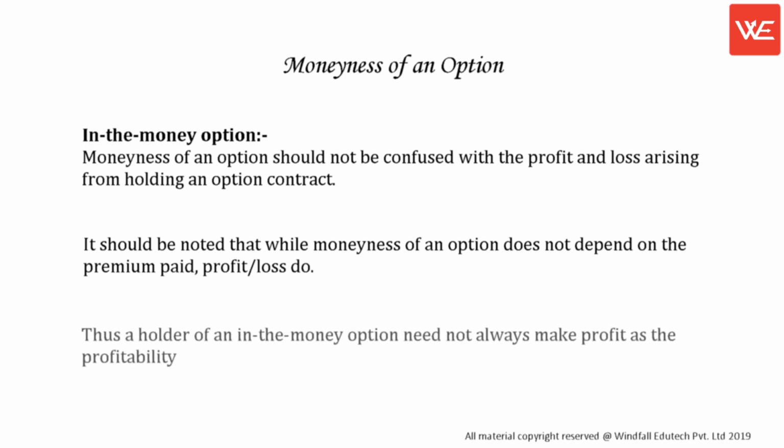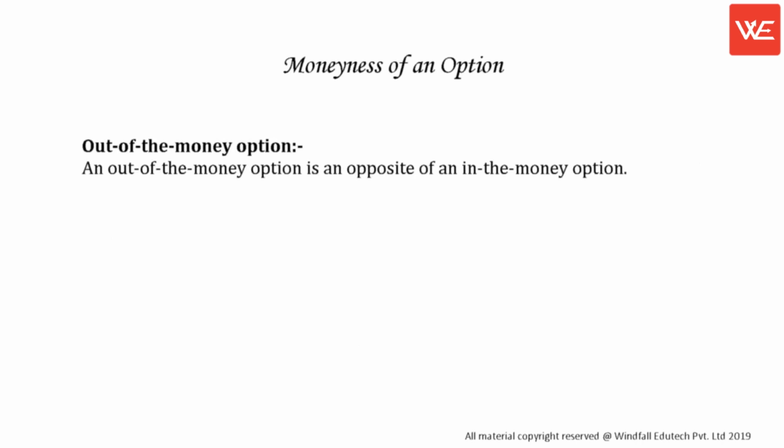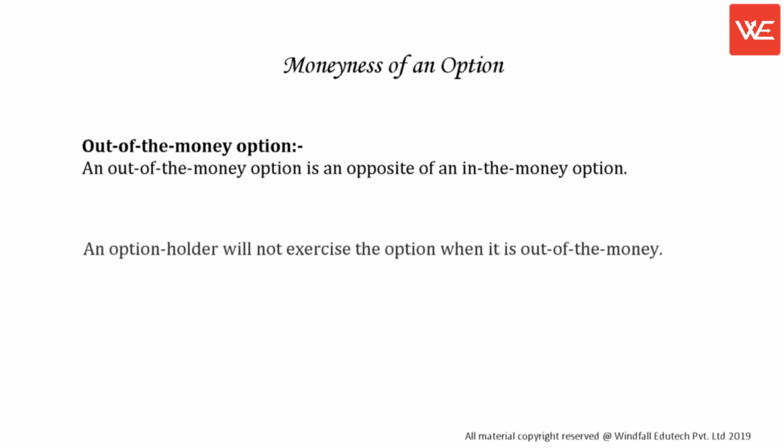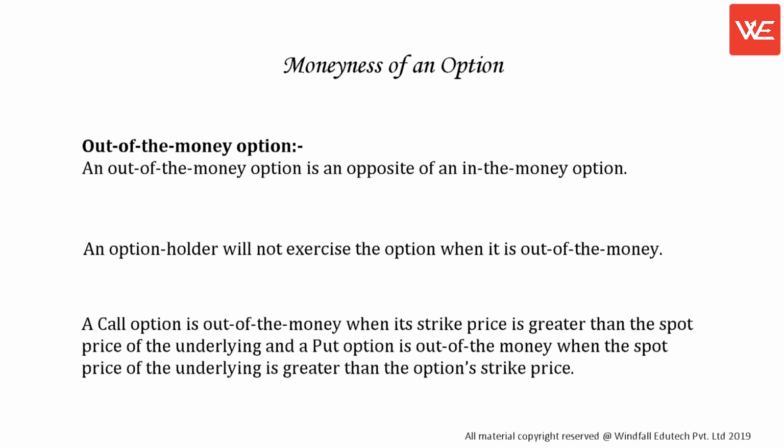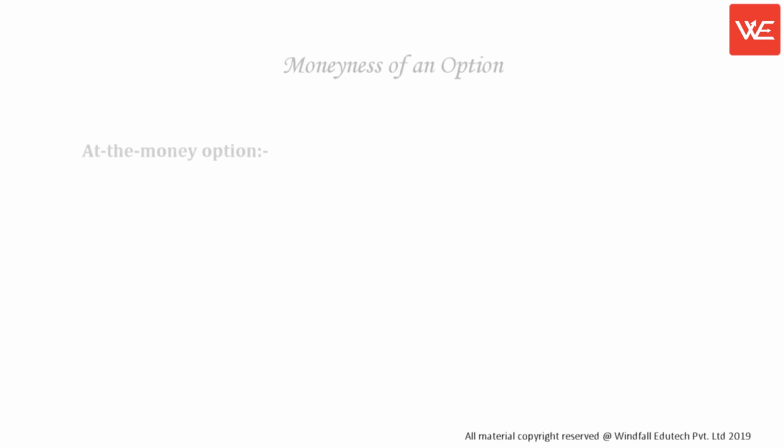Thus a holder of an in-the-money option need not always make profit, as the profitability also depends on the premium paid. Out of the money option. An out-of-the-money option is the opposite of an in-the-money option. An option holder will not exercise the option when it is out of the money. A call option is out of the money when its strike price is greater than the spot price of the underlying, and a put option is out of the money when the spot price of the underlying is greater than the option's strike price.